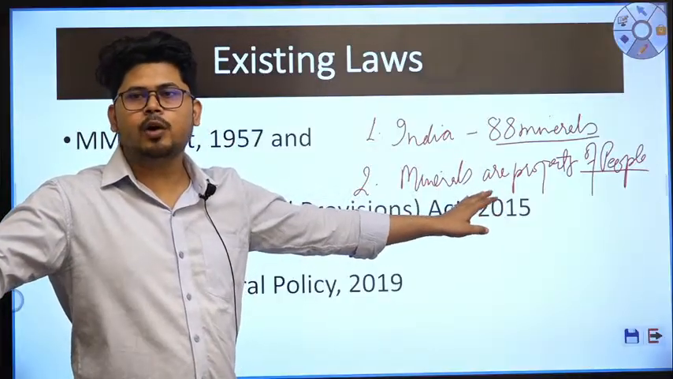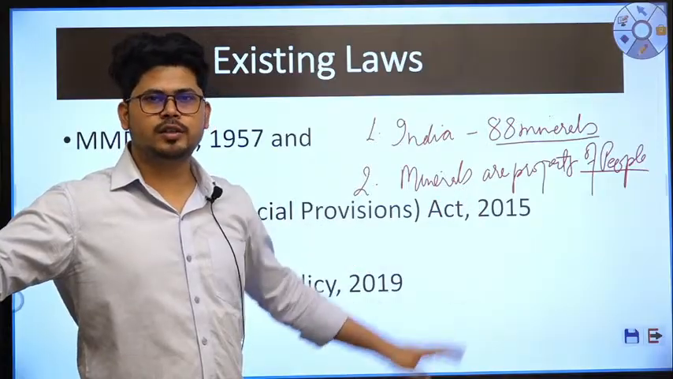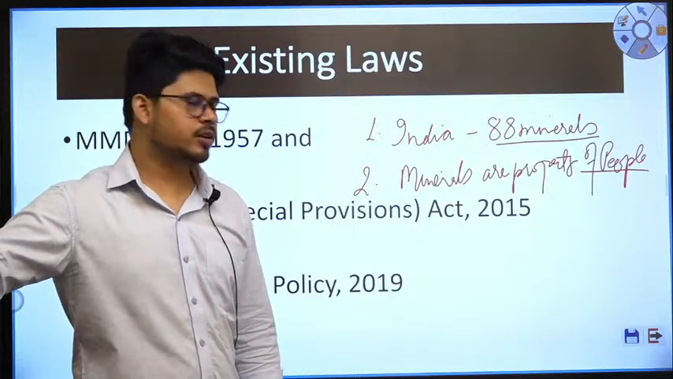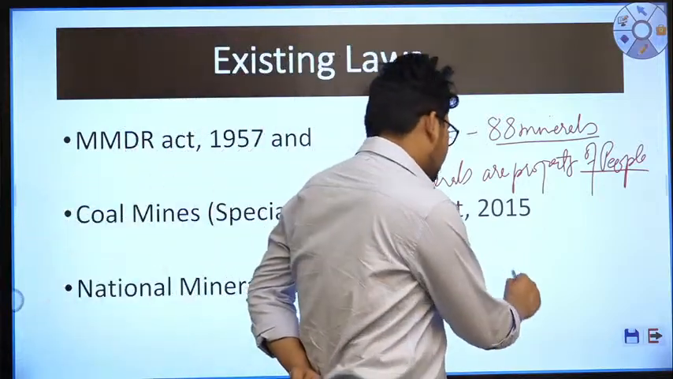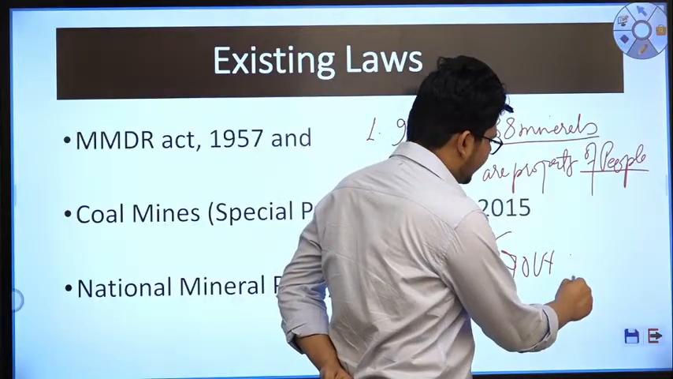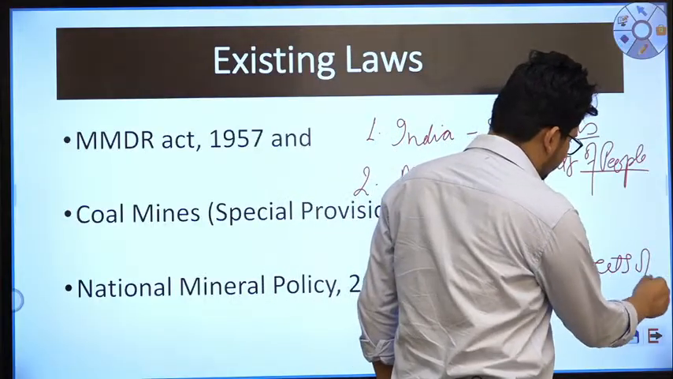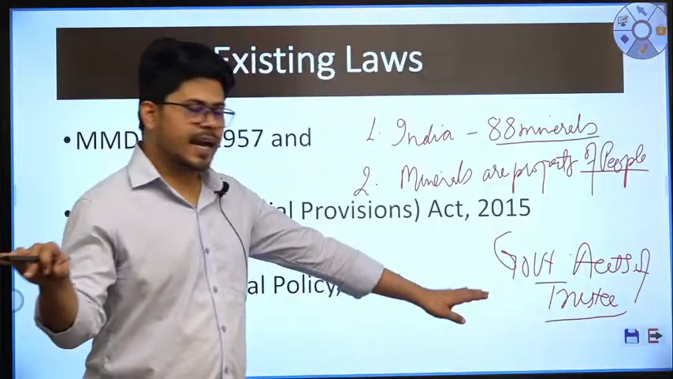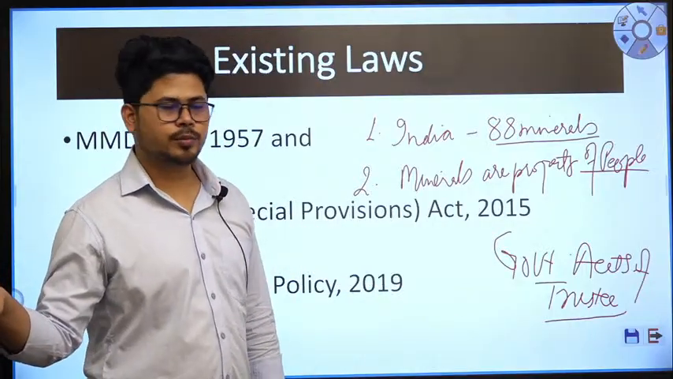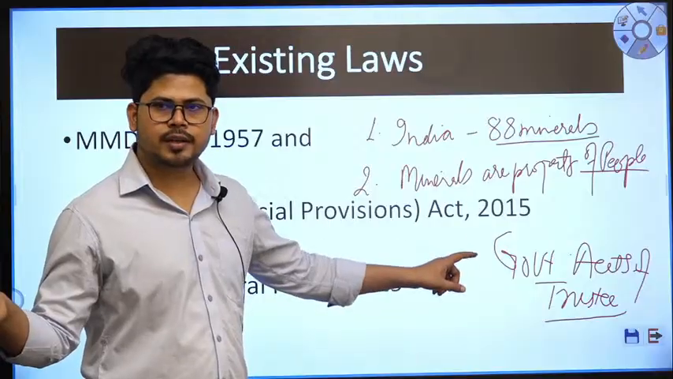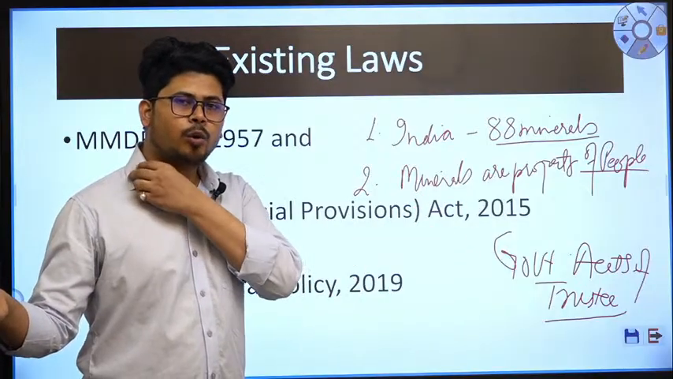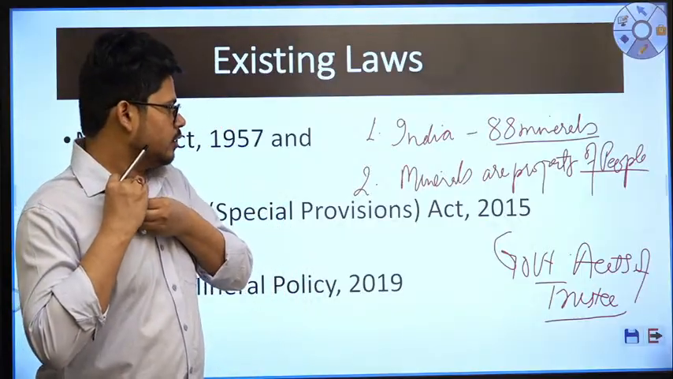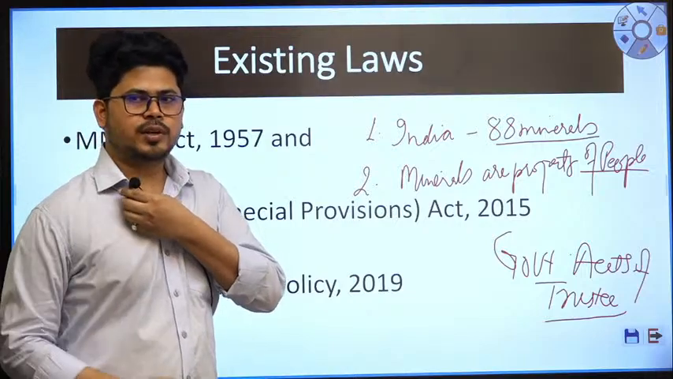If they are property of people, how is government trying to regulate the use of minerals? Fine. So why are people not going to the coal mines and digging all the coal out? Because the government acts as trustee. The government acts as trustee of the minerals of the whole country, because all the minerals are vested in the government of India, and it holds those minerals in the trust of people of India. Okay. So government acts as trustee of the minerals.